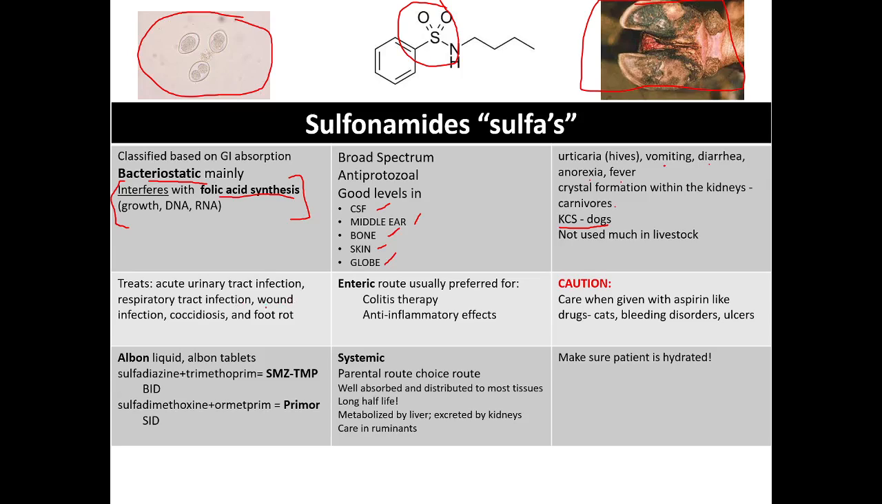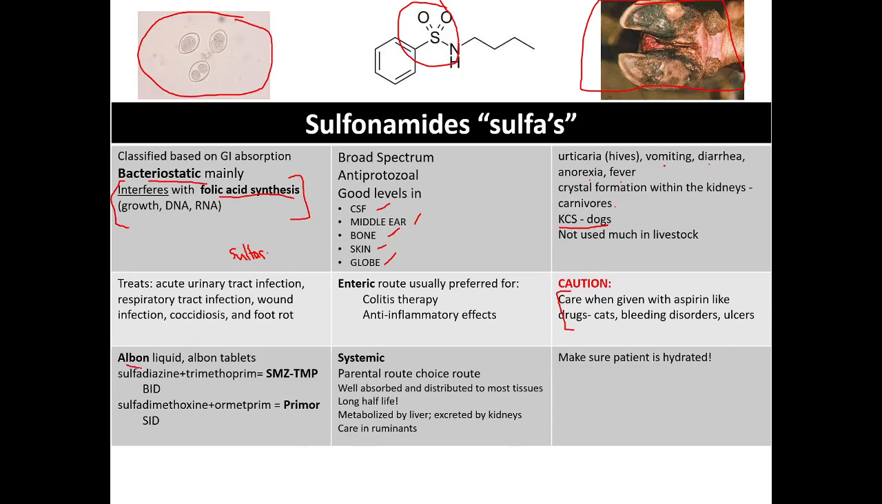So urinary tract infections, respiratory tract infections, coccidiosis, wound infections, foot rot, pretty often used. Usually preferred for colitis therapy and with its anti-inflammatory effects. If you remember talking about GI, we talked about sulfasalazine and with diarrhea and how that has anti-inflammatory effects. I'm not going to spell that. Sulfasalazine, anti-inflammatory effects, and antibacterial effects. We do have to be careful when we give it with aspirin-like drugs with cats. Can cause bleeding disorders and ulcers.